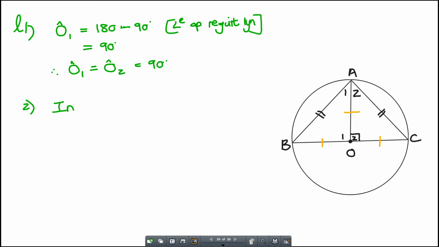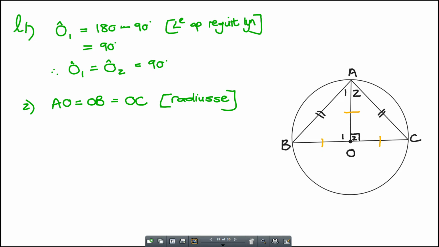Ek gaan so sê, né? AO is gelyk aan OB is gelyk aan OC, want hulle is almal radiusse. Radii.